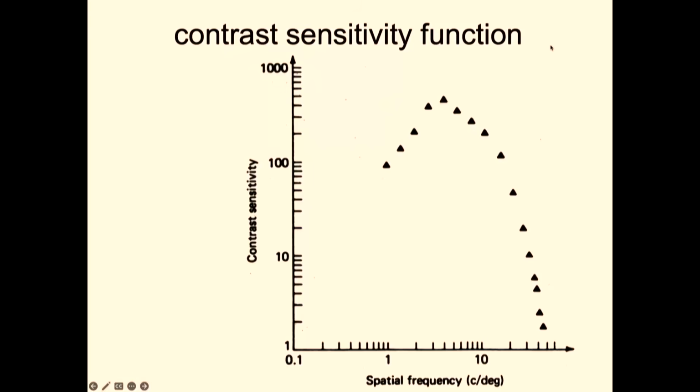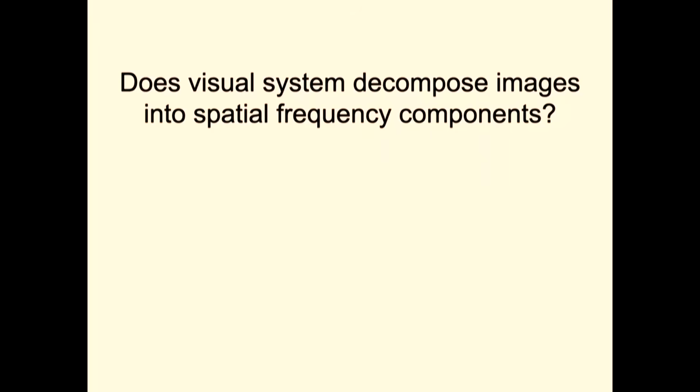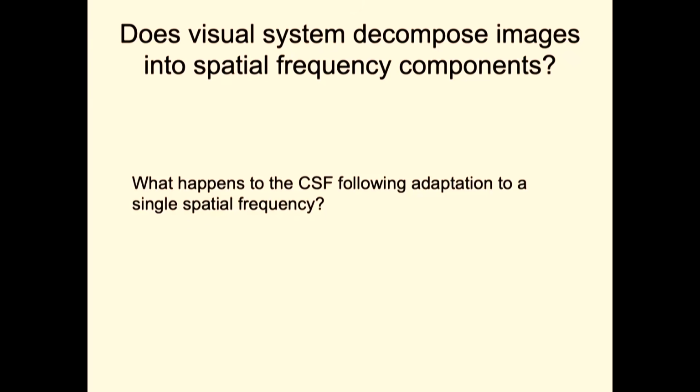Okay. So this is just a property of your visual system, right? But what about our original question of whether the visual system decomposes images into different spatial frequency components? Are there frequency channels like we see in the auditory system? Okay. To get at this, we're going to use a classic tool in the perceptual scientist's toolbox, which is adaptation. What we're going to do is adapt ourselves to a single spatial frequency. All right.